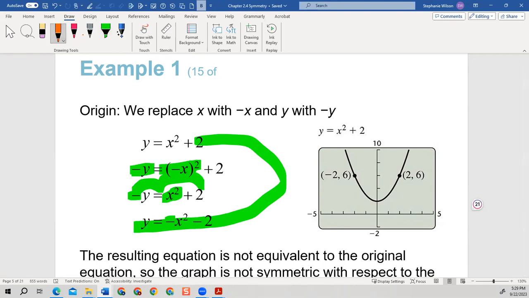Okay, so one more time. If I put the negative on the Y, I'm looking for respect to X. If I put the negative on the X, then I'm looking for respect to the Y axis. If I apply it to both X and Y, then we're looking for the origin. Okay, hopefully that helps. Sometimes reading all this can get a little confusing. All right, so let's move on.